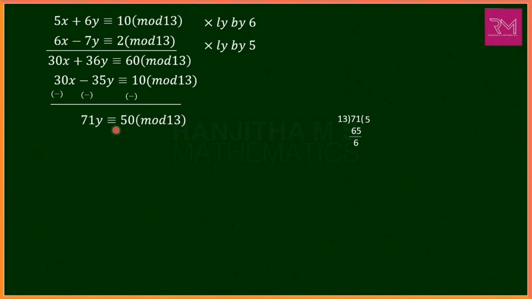Here, 71 is congruent to 6 mod 13 means 13 divides 71 minus 6, which is 65. Obviously, 13 divides 65, satisfied. Therefore, in the place of 71 we can write 6. In a similar way, if we divide 50 by 13, 13 into 3 is 39. If we subtract 39 from 50, we get a remainder of 11. So in the place of 50 we can substitute 11. This is because 50 is congruent to 11 mod 13, satisfied.